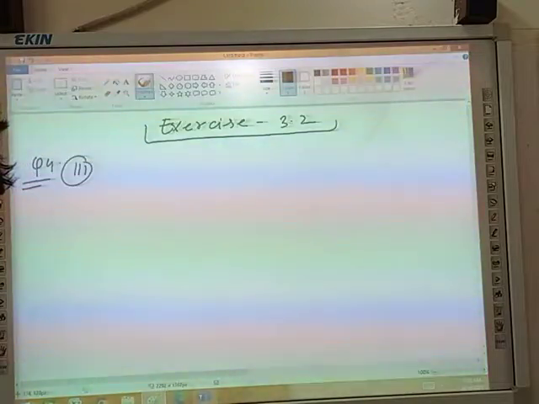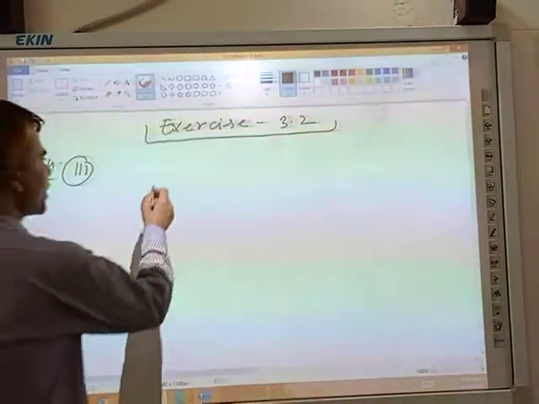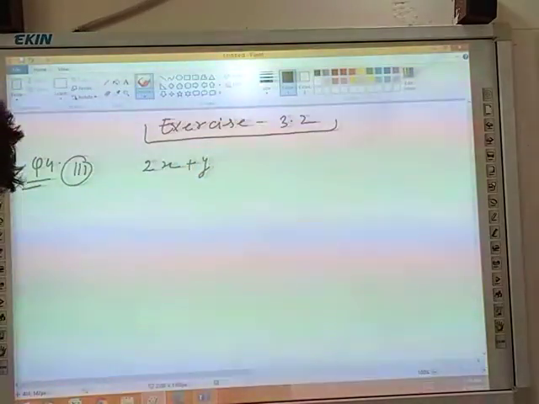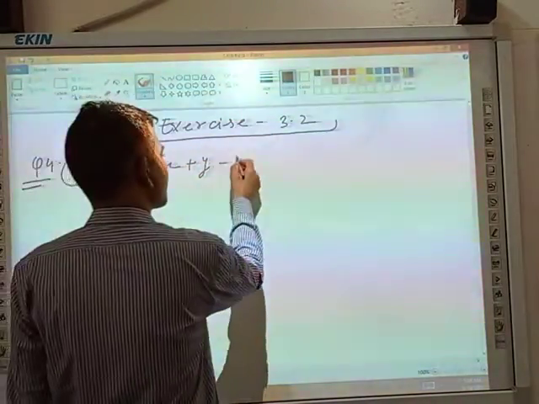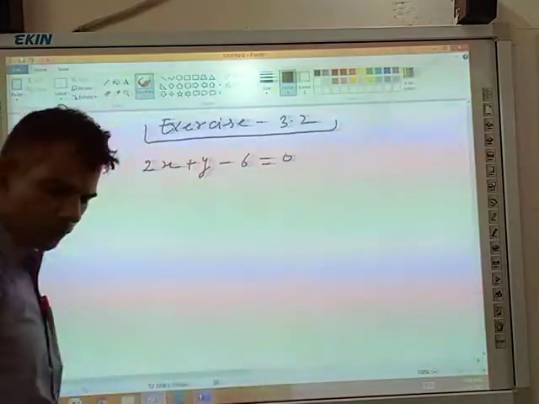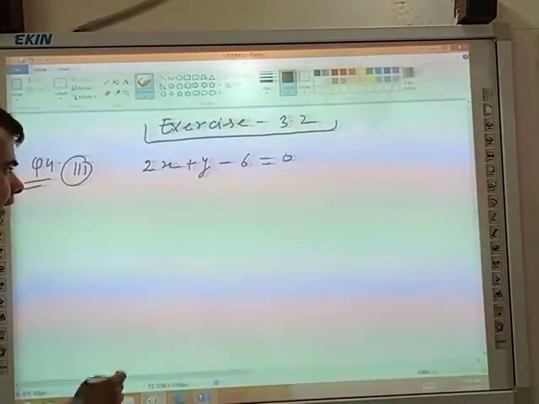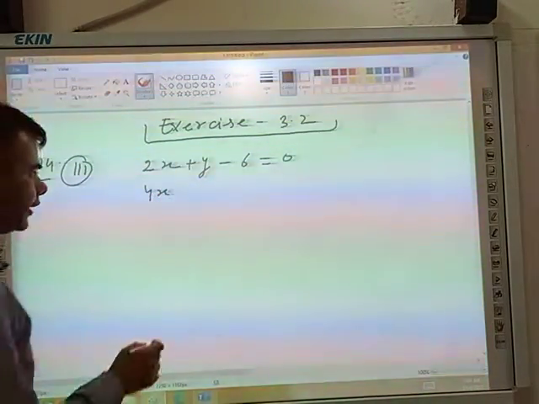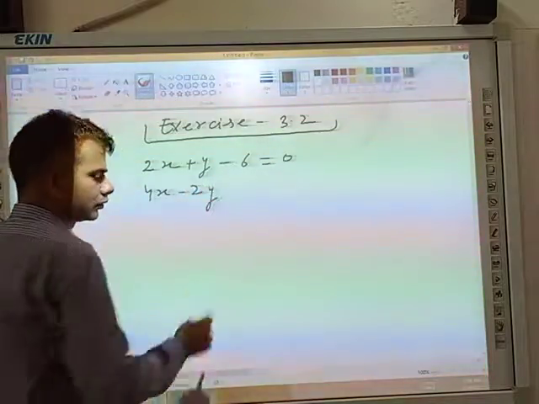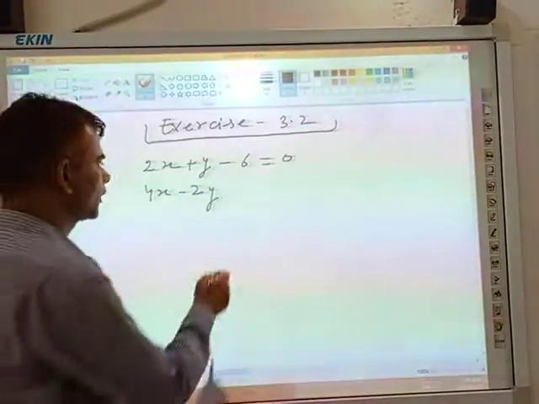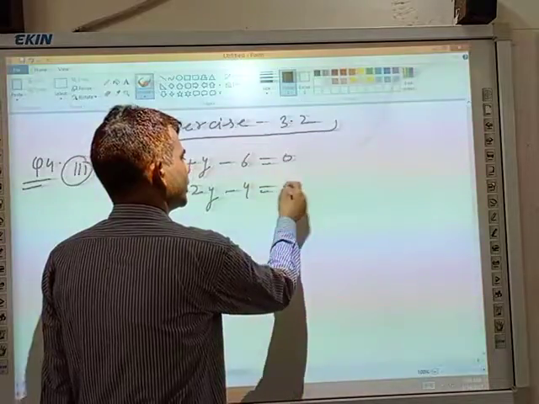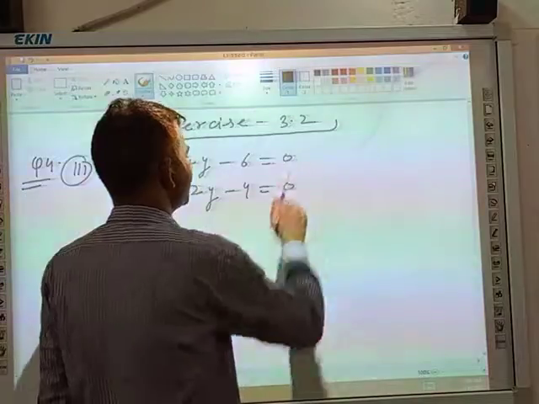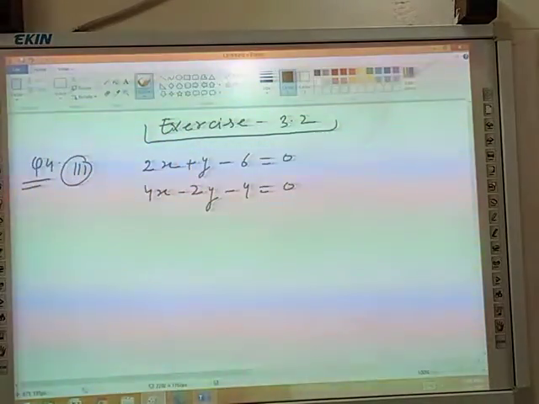Students, the pair of linear equations are 2x plus y minus 6 equal to 0, and 4x minus 2y minus 4 equal to 0. Students, this is the first linear equation, this is the second linear equation.